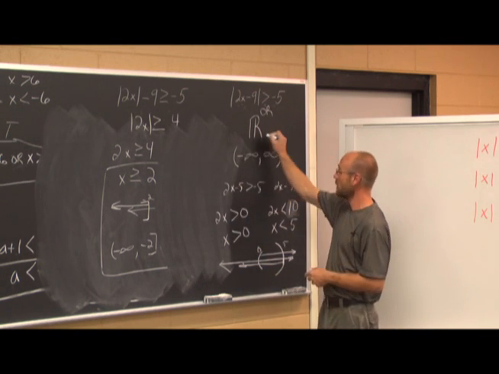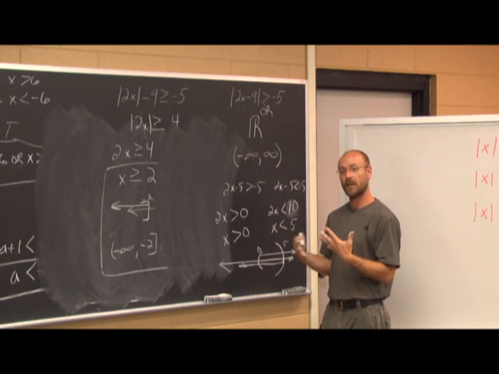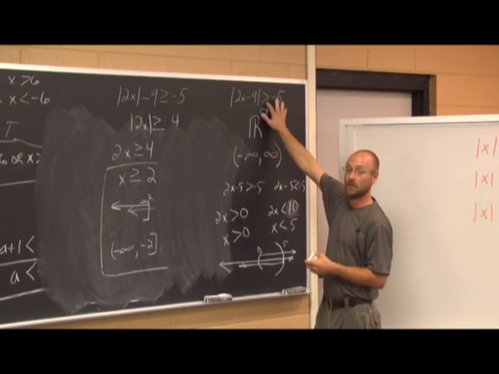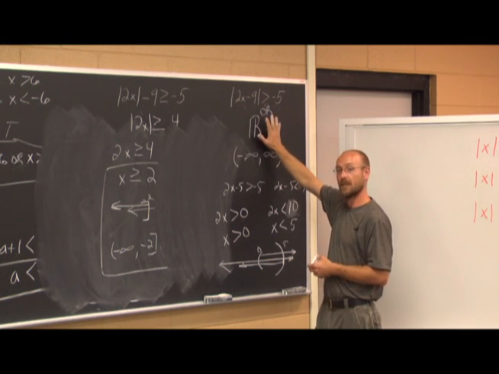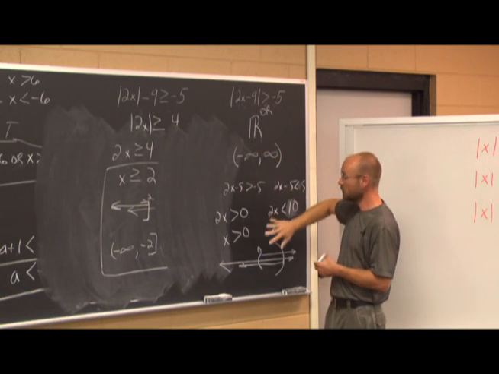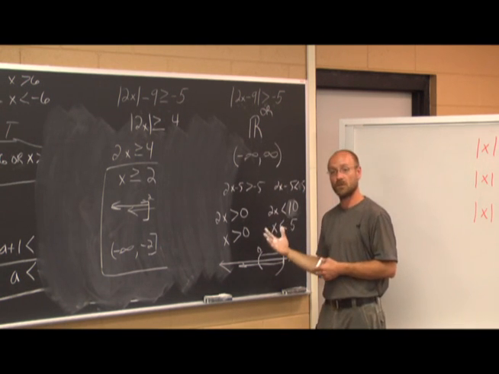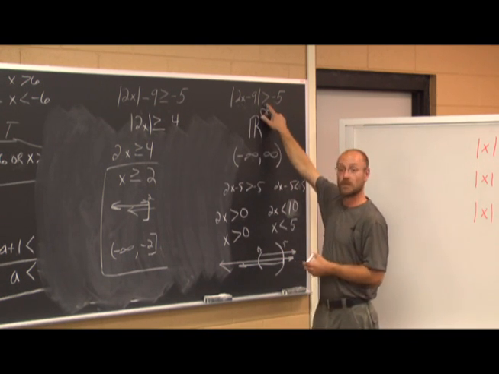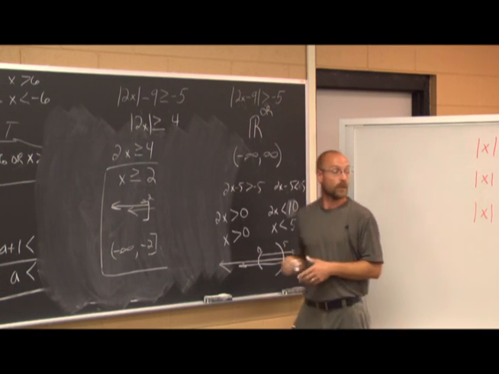So that brings us right back to here once we graph it. But we have to keep in mind, am I dealing with an or statement or an and statement? Always check that to say, is it all real or is it no solution? The symbol is what's going to lead you to that conclusion.